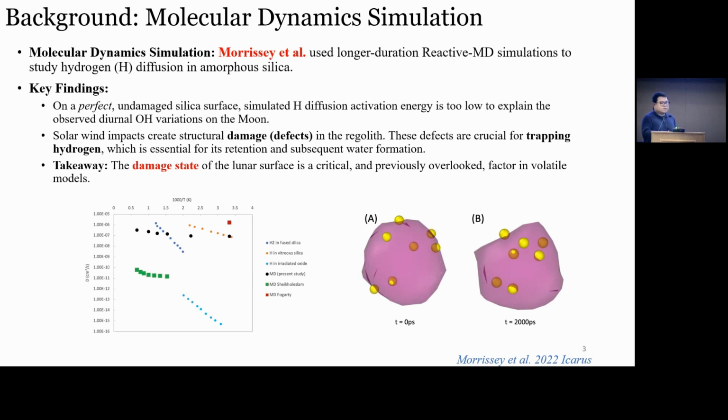But if you consider those irradiation-induced defects, those defects are going to effectively trap those hydrogen atoms, and also there could be further chemistry going on, like water formation. So the takeaway here is that especially the damaged state of the lunar regolith is a critical point if you're doing the volatile modeling, especially for the diffusion process.